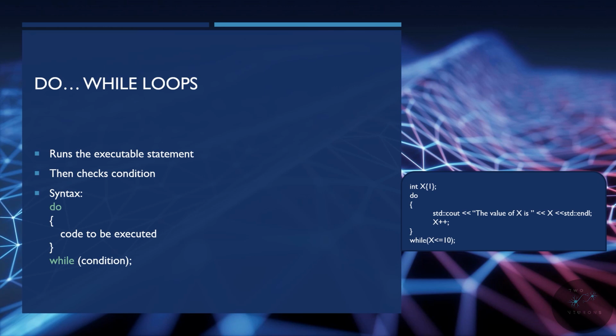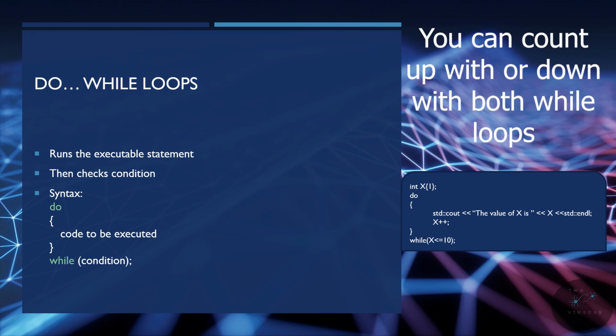When the value of x is 10, it increments it to 11, and then the while loop checks, is 11 less than or equal to 10? 11 is not less than or equal to 10, so it breaks from the loop and it continues with the code. So this is an example of how we can count up using a do while loop.